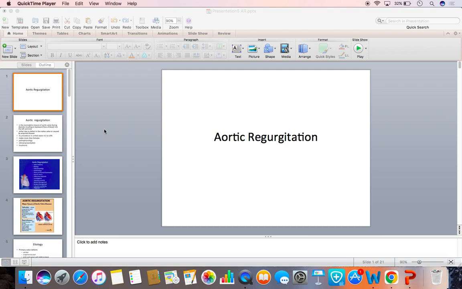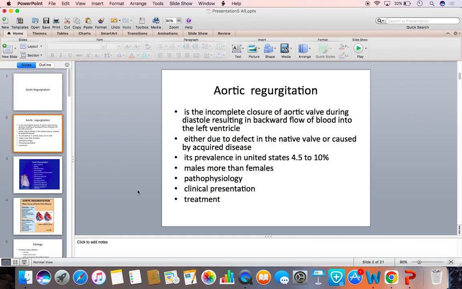Today my lesson includes a brief talk on aortic regurgitation. Aortic regurgitation is the volume overload of the left ventricle because of the incomplete closure of the aortic valve during diastole, resulting in backward flow of blood into the left ventricle. So this volume of blood is added to the diastolic filling of the left ventricle from the left atrium.